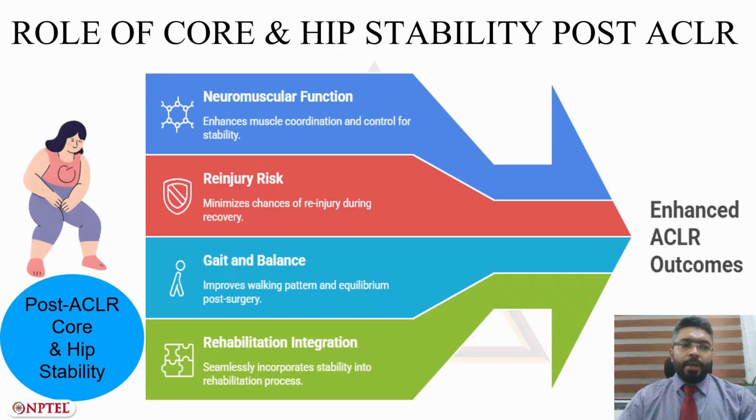Reduced re-injury risk. Deficits in core stability are linked to abnormal lower limb movement patterns, especially increased knee inwards angle or valgus angle, which is identified risk factor for both primary, that is first time, and secondary or repeated ACL injuries. Core stability exercises help control lower limb movement patterns, lowering re-injury risk after ACLR.